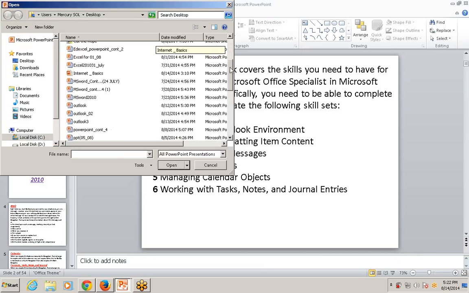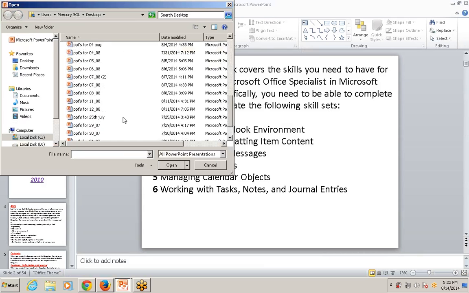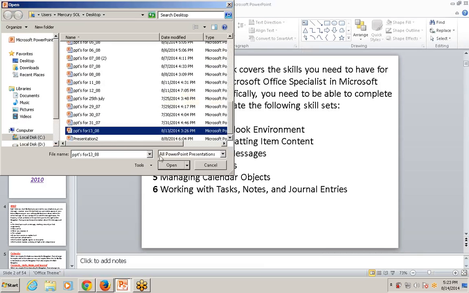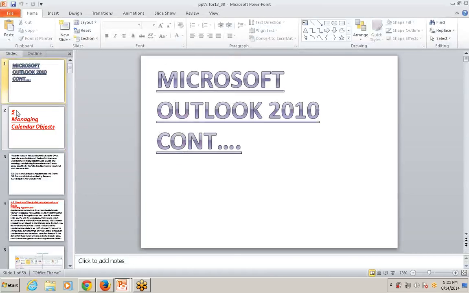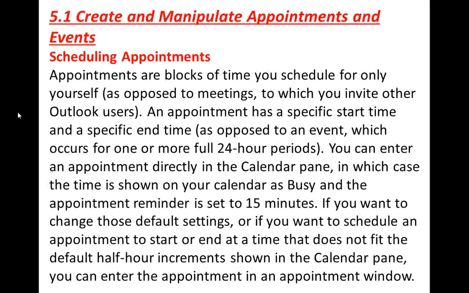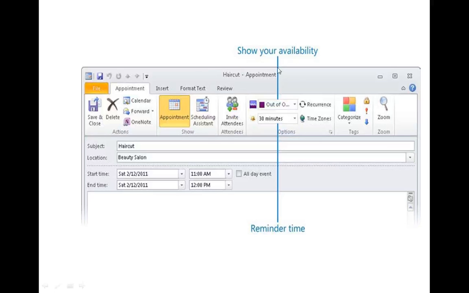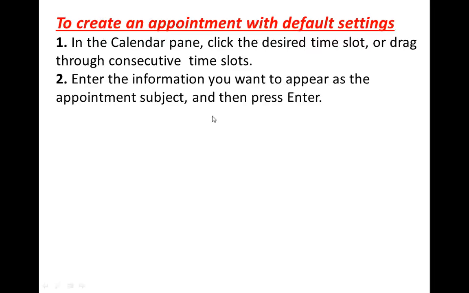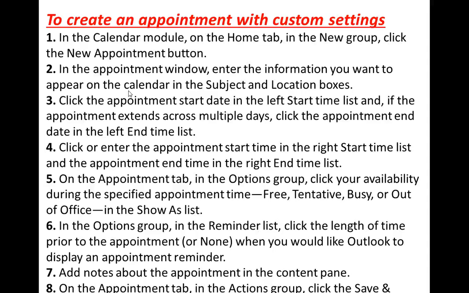In the last class we discussed chapter number 5. This chapter contains 3 parts: create and manipulate appointments and events, then create and manipulate meeting requests, then how to manipulate the calendar pane. This is how we can create and manipulate appointments and events. Then we discussed the dialog box, and how to create an appointment with default settings. We discussed multiple methods for creating an appointment with default settings.